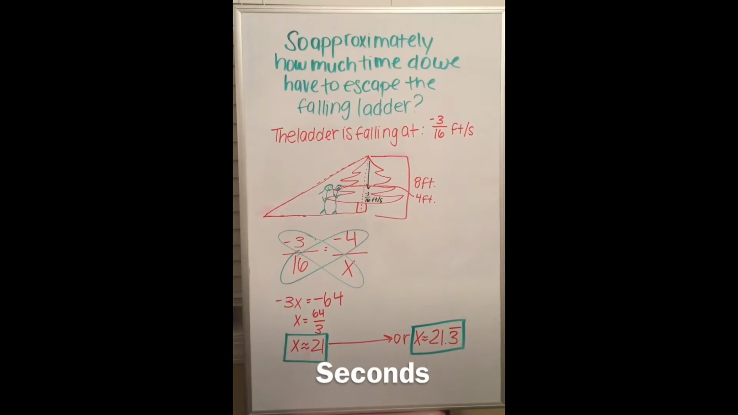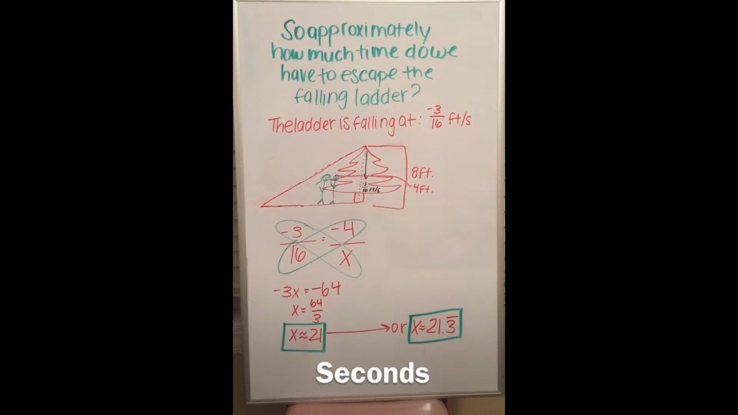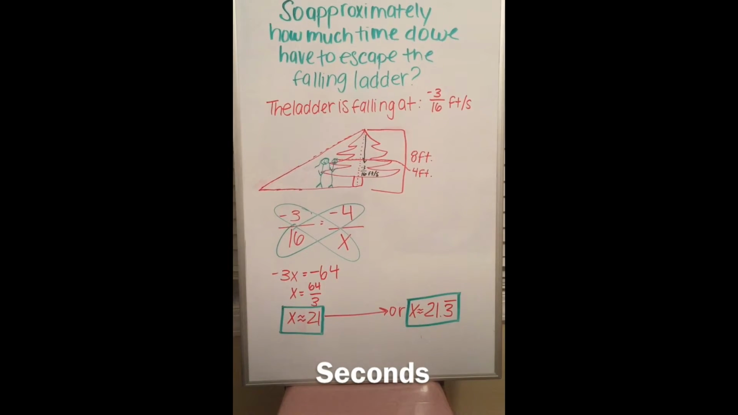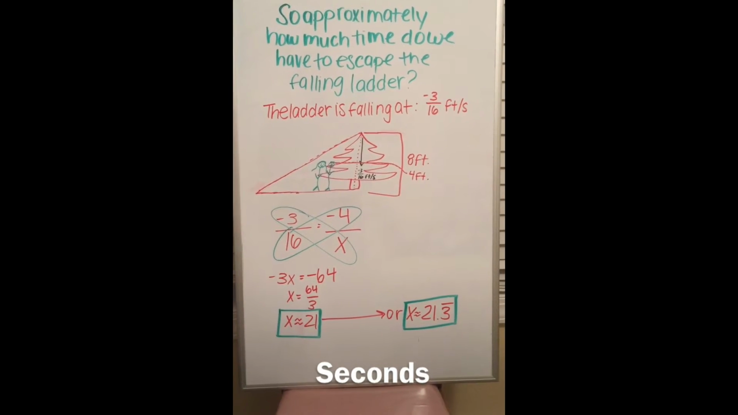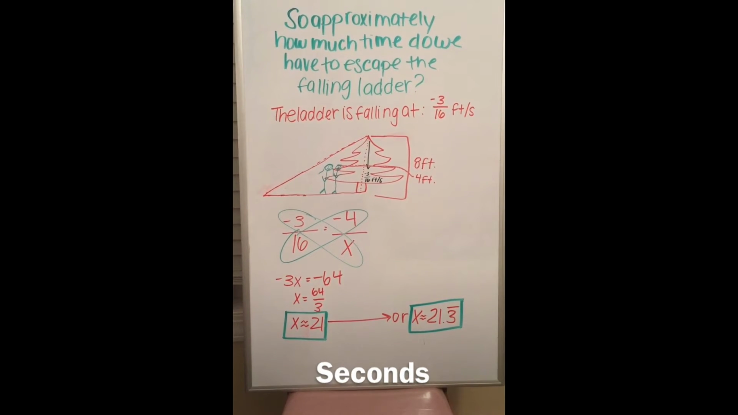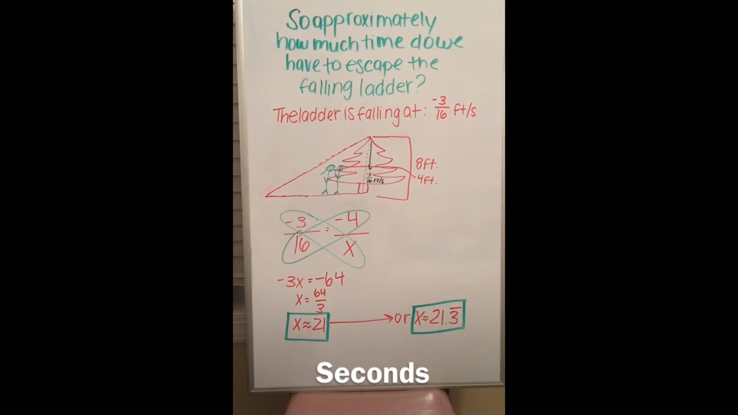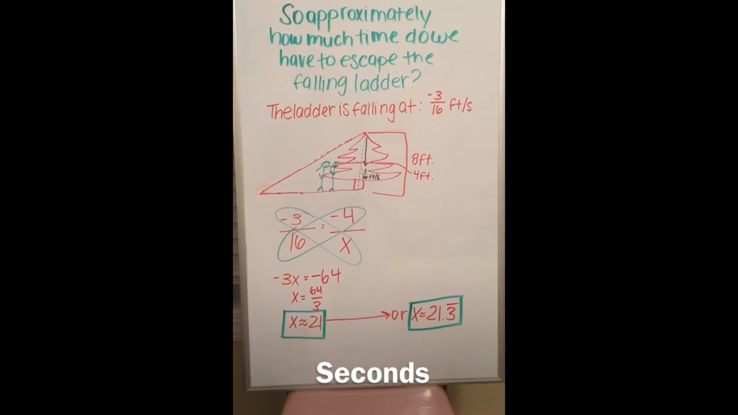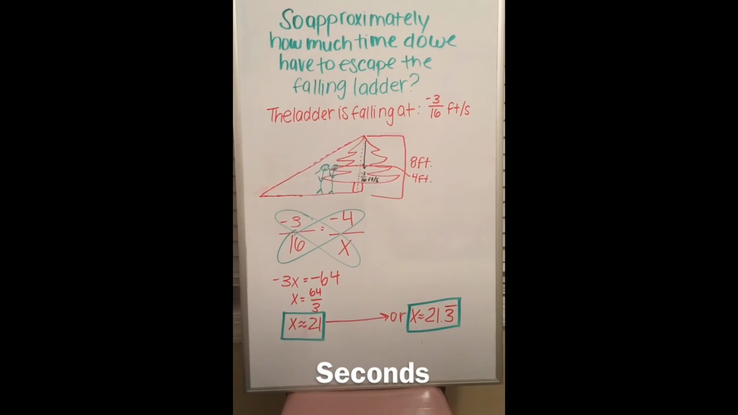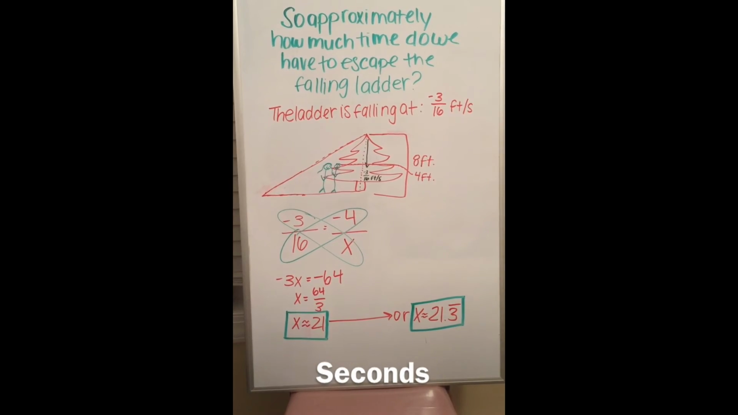-3x equals -64 is our equation after we cross multiply the numbers, and that will give you x equals 64 divided by 3, and the negatives will cancel out because a negative divided by a negative is always a positive. The children will have approximately 21 seconds to get out of the way of the falling ladder, or 21.333 seconds. Again, this is an approximation because the rate of change of the falling ladder will not stay constant.